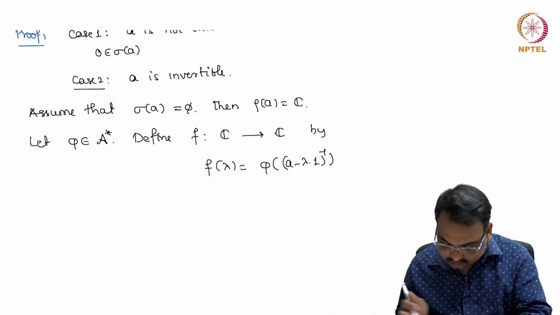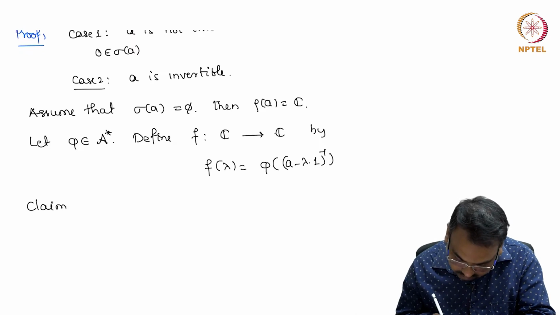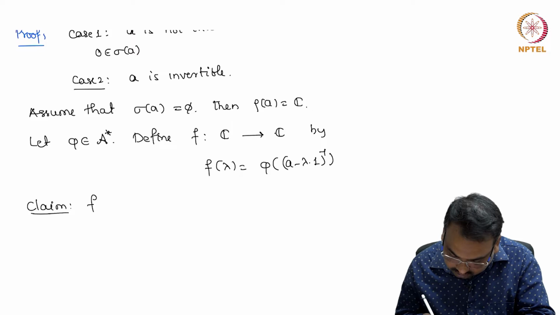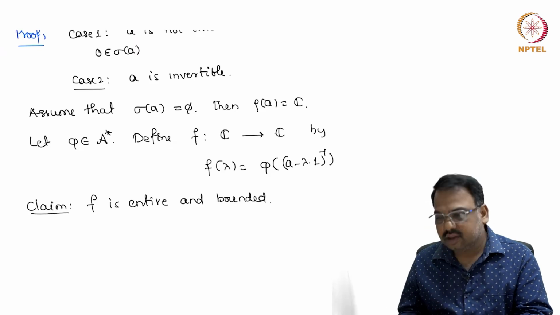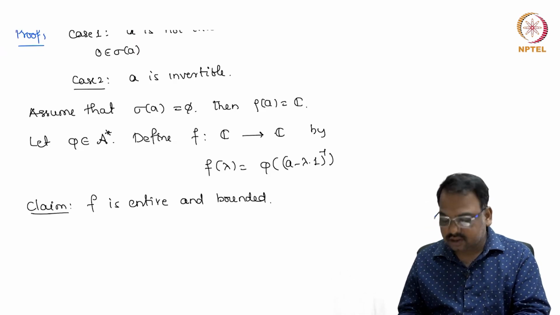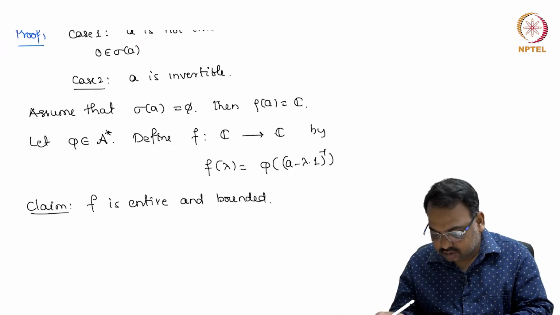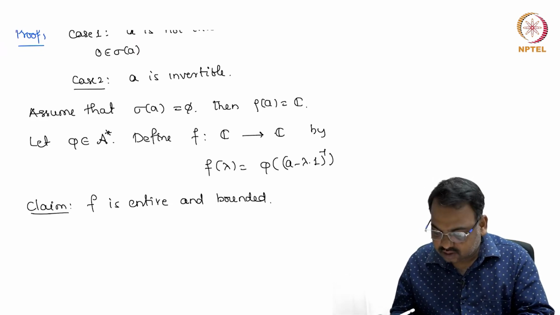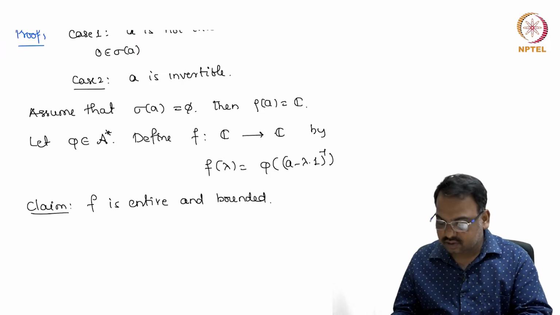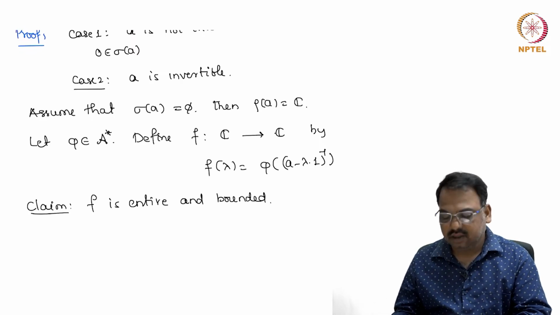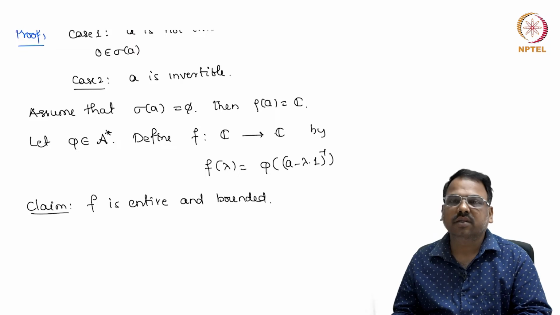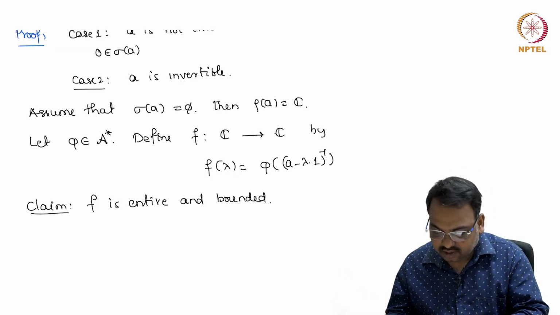So we want to show that this f that we have defined is entire and bounded. If we show that it is entire and bounded, we can use Liouville's theorem to conclude that it is a constant, and we show that that constant is 0. So from that we can conclude. So once the constant is 0, we show that f is 0, and this is true for every phi. That means phi of (A minus lambda 1) inverse is 0 for every phi. That means A minus lambda 1 is 0, which is a contradiction. That is the idea of the proof.